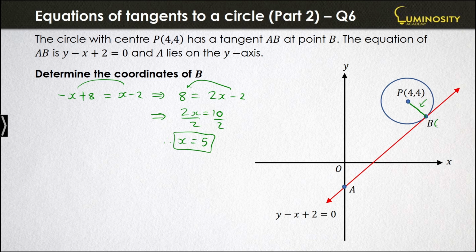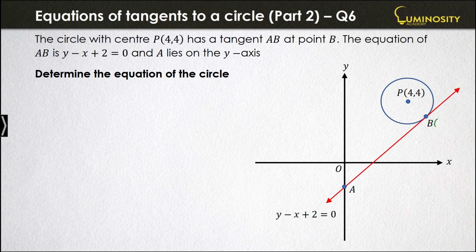And that makes sense. You can see the x-coordinate is slightly bigger than this x-coordinate of 4. So it's 5. And I can substitute into any of these equations. By substituting into x minus 2, 5 minus 2 is 3. So that is the coordinate of B, (5, 3). So we can put that in there.